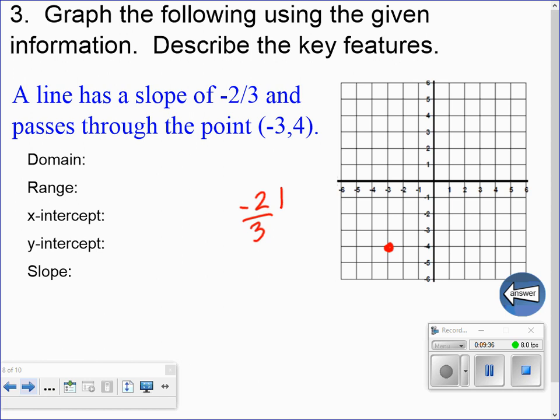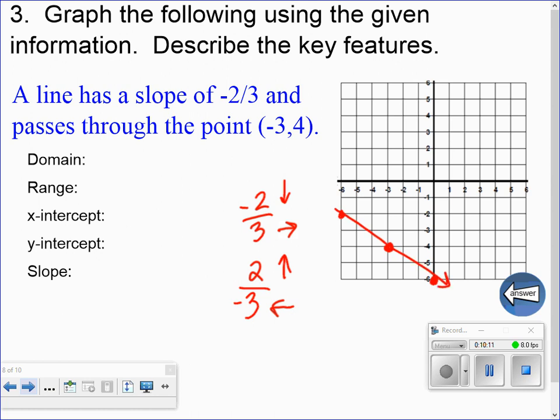So this tells me I can go up, or not up, my bad. This tells me that I can go down 2 and right 3. Or we could change it, right, so that it's 2 over negative 3. And I could go up 2 and left 3. So down 2 and right 3, that'll take me there. Up 2 and left 3 will take me here. I can connect that.